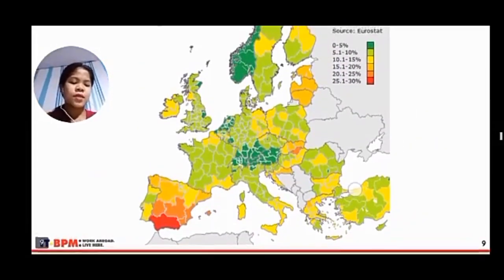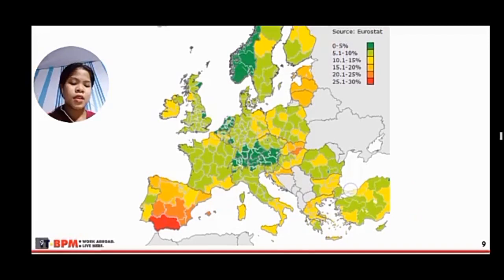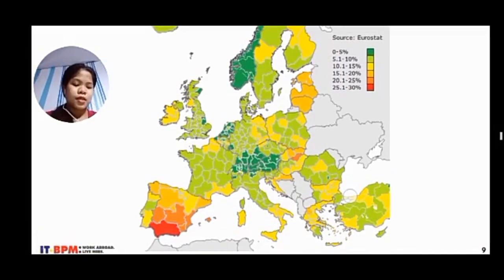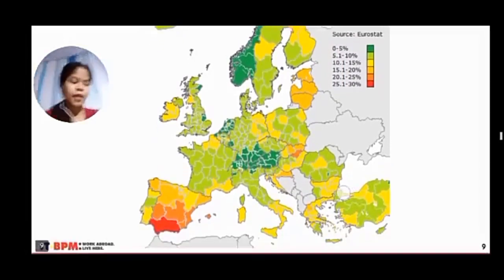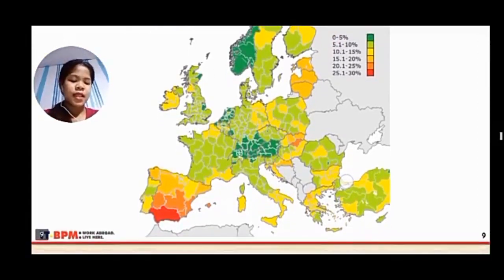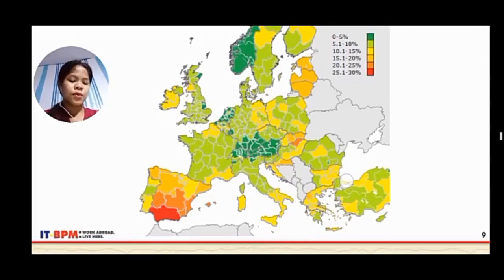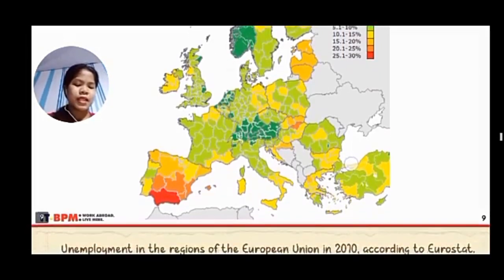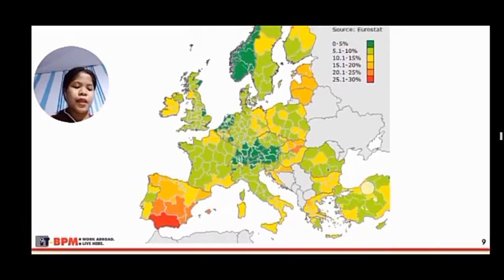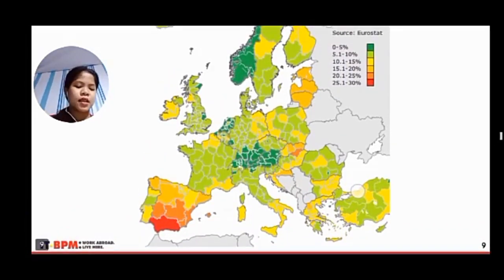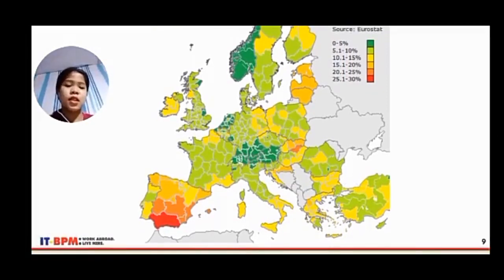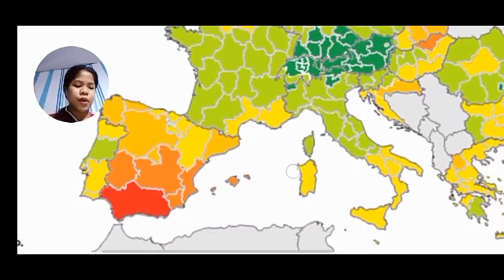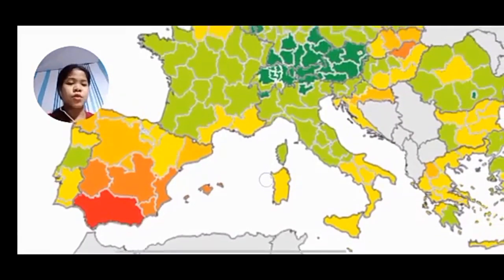So as you can see on the map, light green is the main color that you have seen, and it represents 5.1 to 10% according to Eurostat, followed by yellow, which represents 10.1 to 15%. Next is green, representing 0 to 5%, and orange for 15.1 to 20%, golden yellow for 20.1 to 25%, and the last is red. As you can see, the red is the smallest, and that represents 25.1 to 30% in 2010.